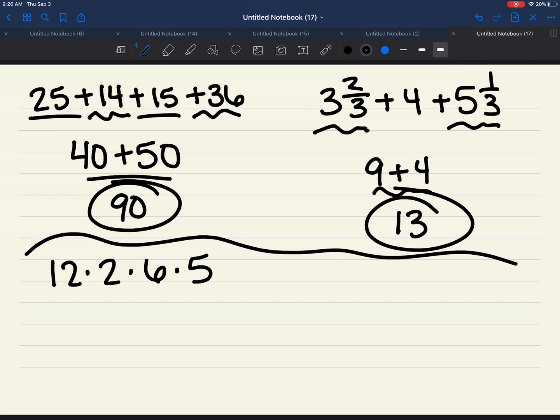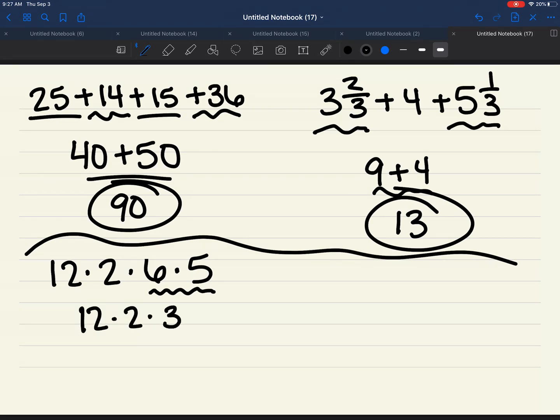Anybody have an idea where the easiest place to start here would be? Cage? 12 times 5. What would 12 times 5 give you? 60. Okay. Why would that be the easiest place to start? Because it ends in 5 or 0. Yeah, true. What other two numbers could you multiply that would end in 5 or 0? 6 times 5.